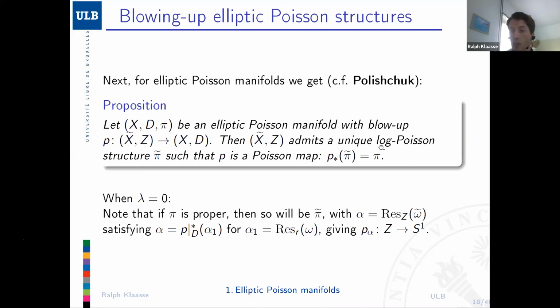So what you can do is take an elliptic Poisson manifold, blow up D, and you get a log Poisson manifold with boundary.